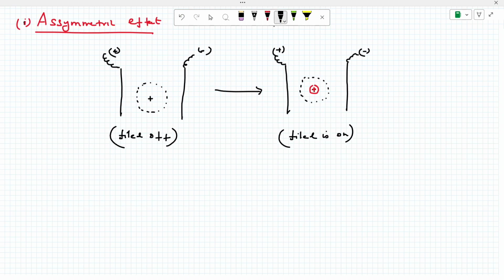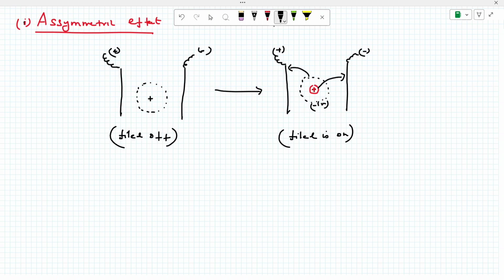Due to the field being on, the central ion is going to move towards the negative terminal. The sphere, being anionic, is going to move towards the positive terminal, the positive end. The central atom will move to the negative terminal. Therefore, on applying the external field, what will happen? The spherical and symmetric nature of the ion is disturbed. Okay?